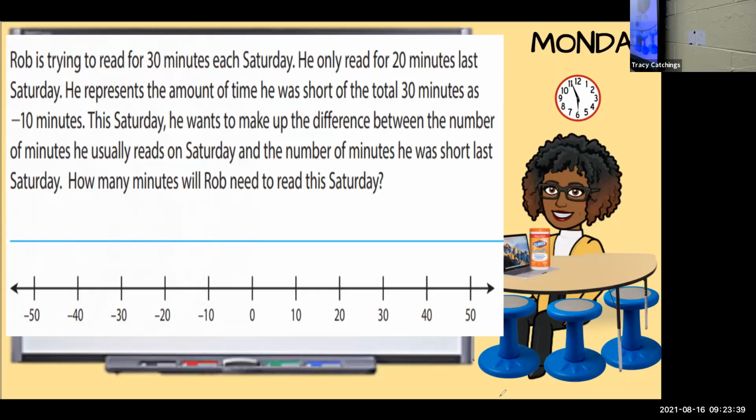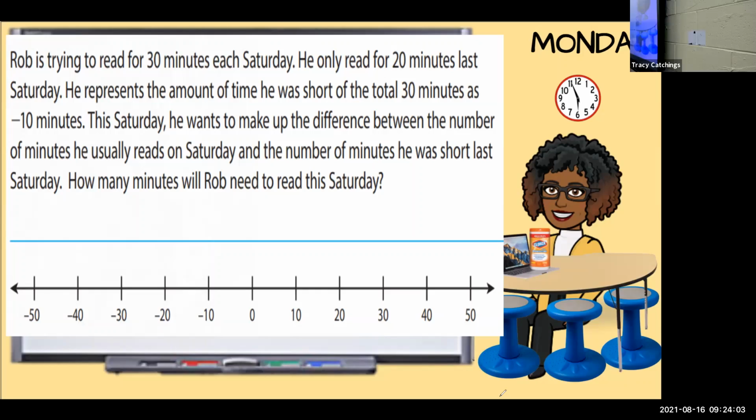Rob is trying to read for 30 minutes each Saturday. He only read for 20 minutes last Saturday. Negative 10 minutes represents the amount of time he was short of the total 30 minutes. This Saturday, he wants to make up the difference between the number of minutes he used to read on Saturday and the number of minutes he was short last Saturday. How many minutes will Rob need to read this Saturday?